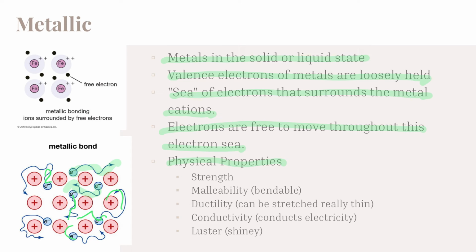The physical properties of metals are that they have incredible strength, they're malleable, ductile, conductive, and have luster. The difference between metallic bonds and ionic bonds with the conduction of electricity is that metallic bonds can conduct electricity in any state, so solid, liquid, or gas state. And ionic bonds can only conduct electricity in liquid or when dissolved in water.